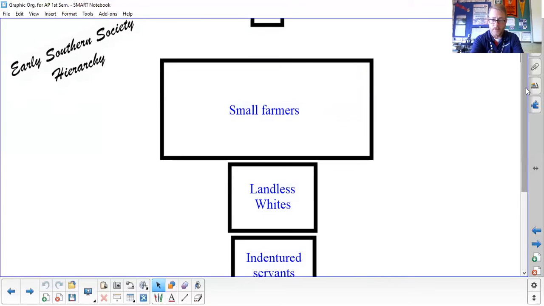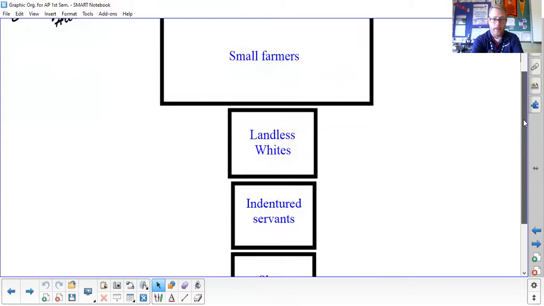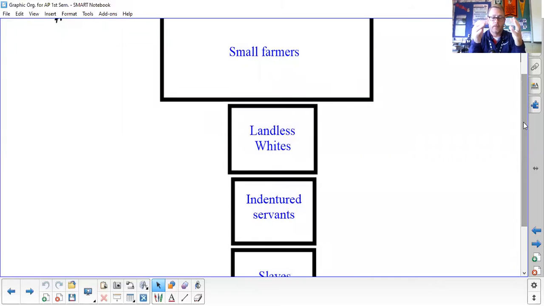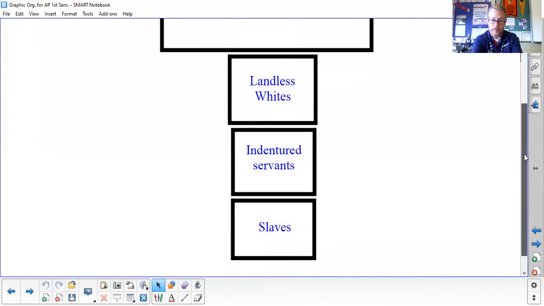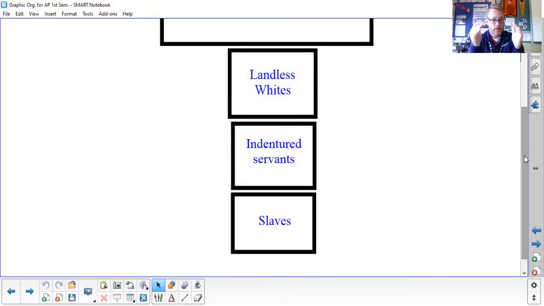Then beneath them on the social, this is again a social strata, you have landless whites, so recently freed indentured servants, or even generationally just people that have to work for other people. They're just sort of stuck. They have not been able to eke out their own land yet. Then for a while there still are some indentured servants, and then of course socially slaves.